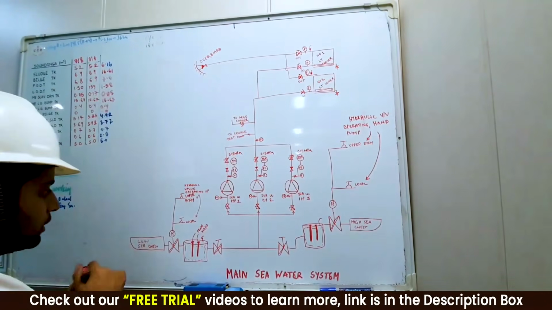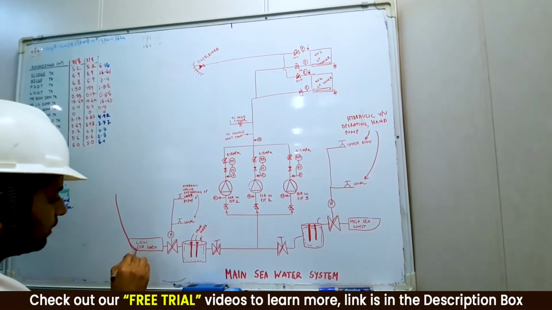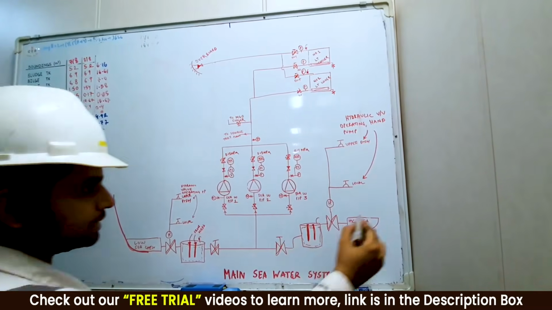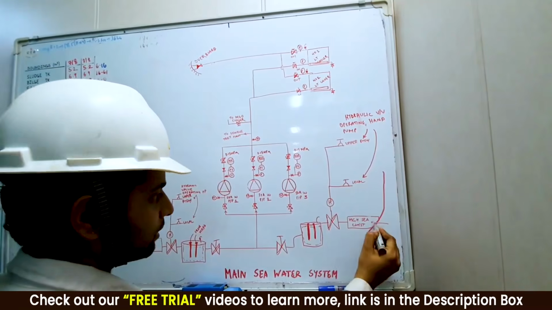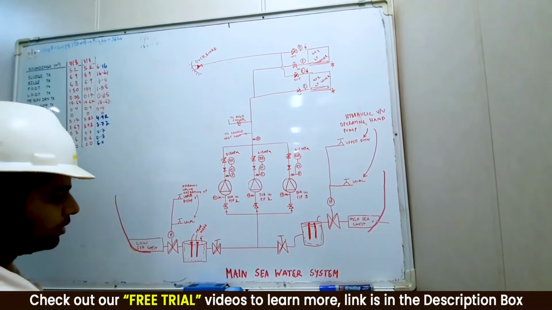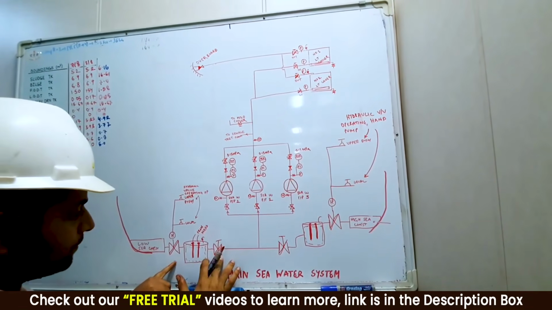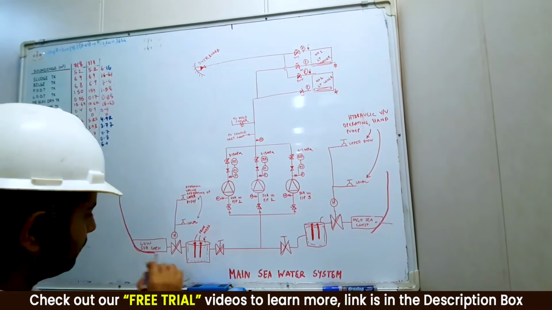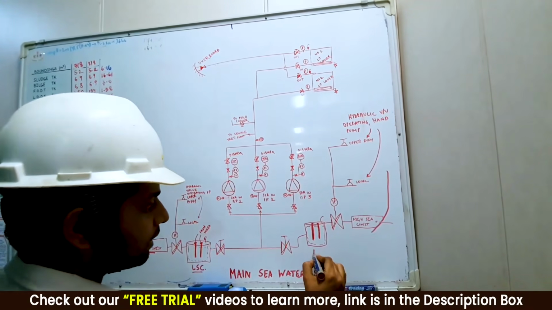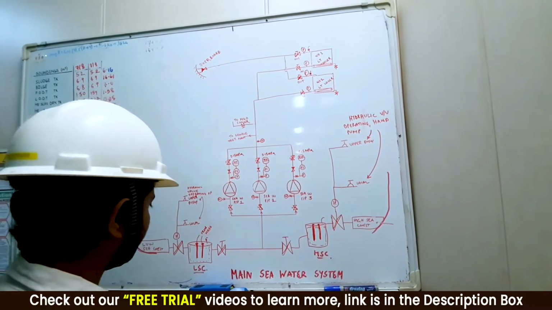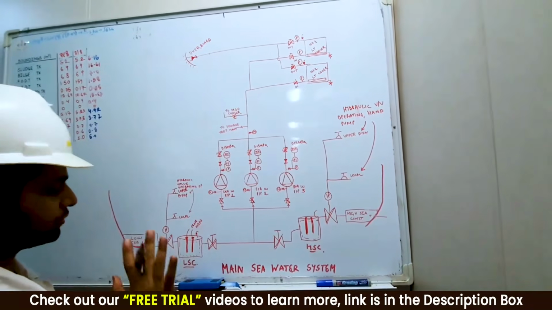I have got a low sea chest. This is my ship's side like this over here. This is the lower sea chest, and this is the higher sea chest, because this is on a higher level. So water is coming from here or over here. Now I have got two big valves fitted over here with a filter in between. This is the low sea chest filter, and this is the high sea chest filter. Let me concentrate on the low sea chest filter right now.